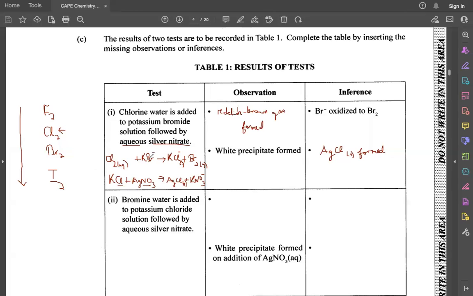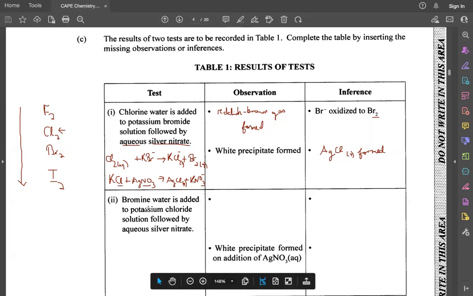And so because it was displaced, in effect, it was oxidized from this -1 form to the 0 form. And so that's how we got this reddish brown gas that would indicate that Br2 was formed. Okay, so that's what we would observe in this particular test. Now, in this second test, we're looking at bromine water being added to KCl followed by silver nitrate.